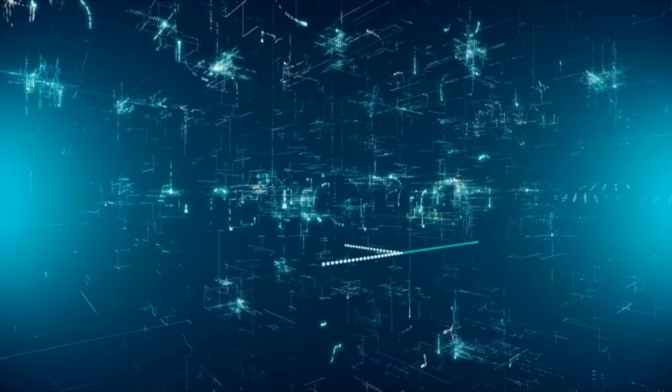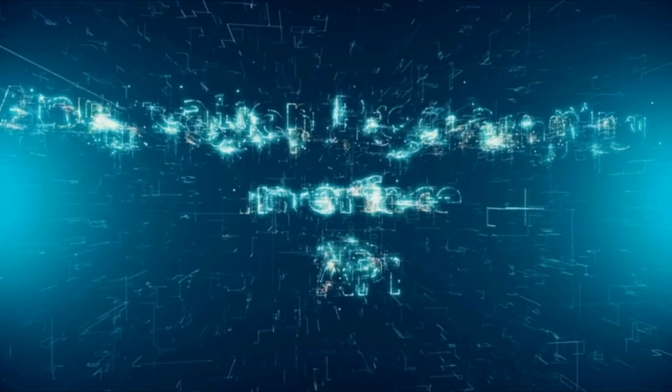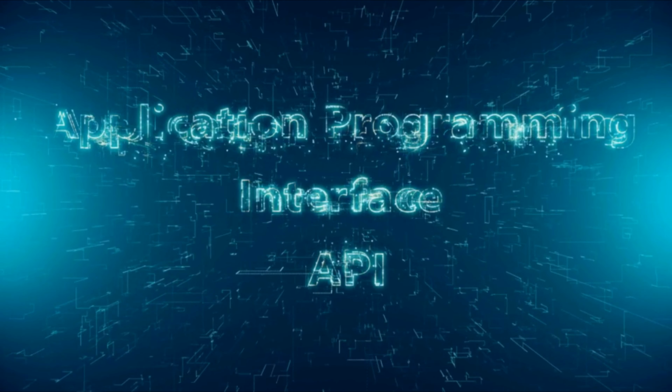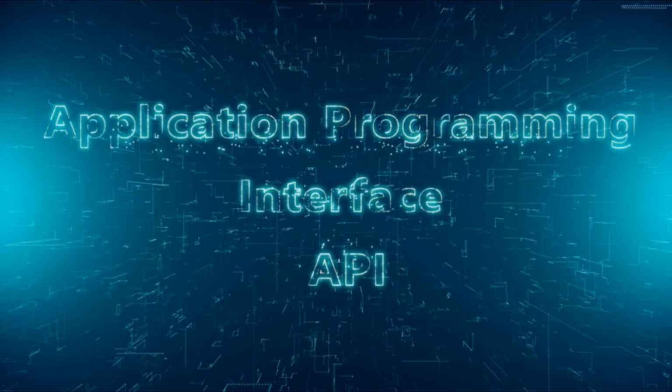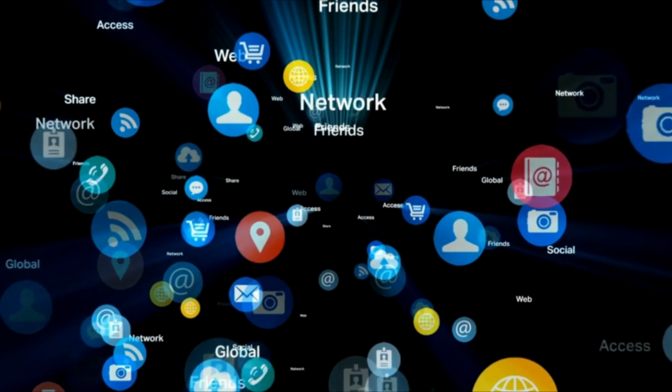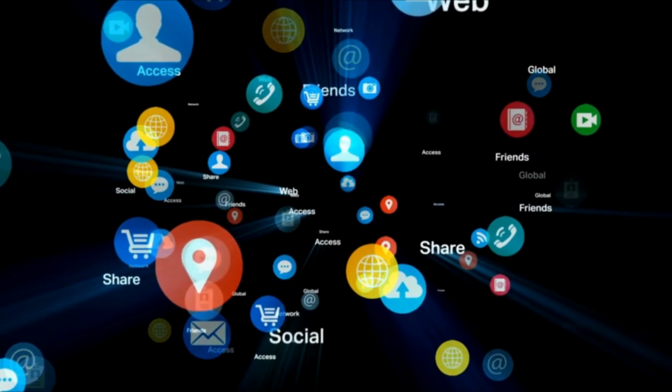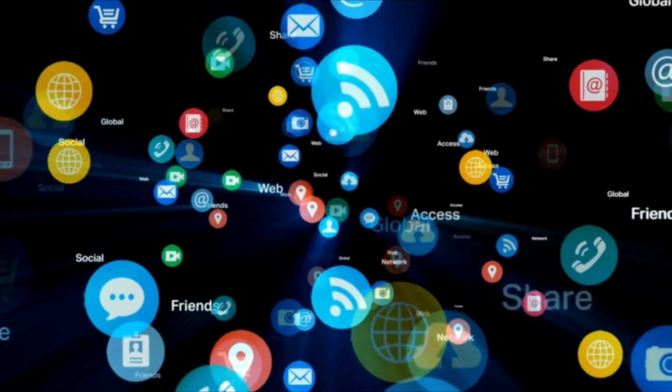API stands for Application Programming Interface. It's essentially a set of protocols, routines, and tools for building software applications. An API provides a way for different software systems to communicate with each other.